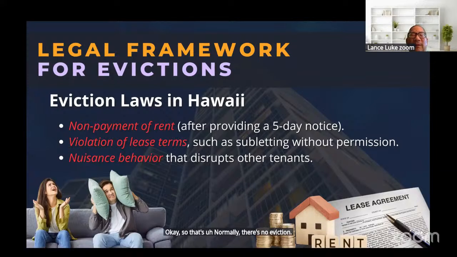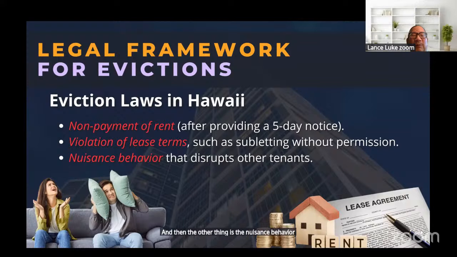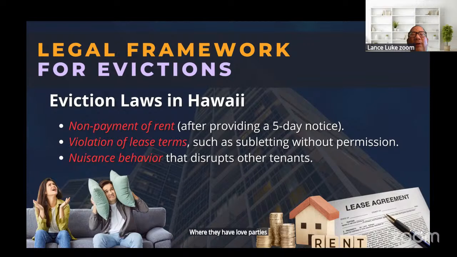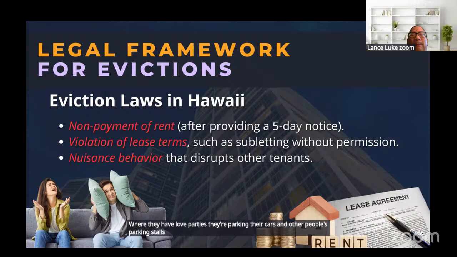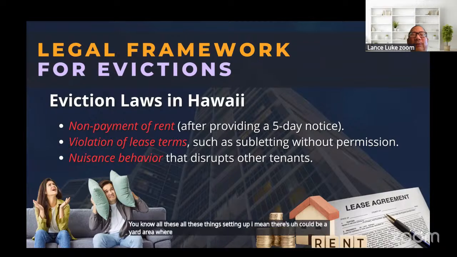Okay, so normally there's no eviction for that, but there are cases where they have loud parties and they don't take care of the place. And then the landlord finds out that there are two other tenants in the property. They've been living there for 6 months and he never gave them permission. And then the other thing is nuisance behavior that disrupts other tenants or neighbors, where they have loud parties, or they're parking their cars in other people's parking stalls, or they're leaving bags of rubbish outside the trash can and not throwing it in the trash bin. All these things. Or there could be a yard area where they decide to take over the common area and put picnic tables and stuff, only for their use and not for other tenants, and that's not allowed either.